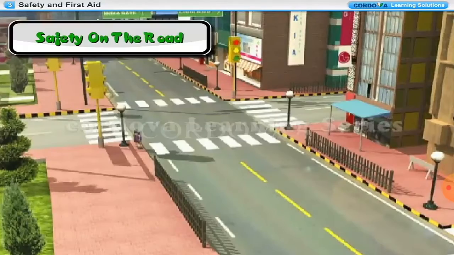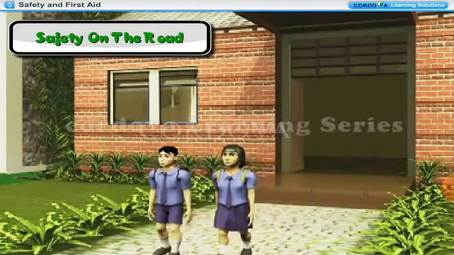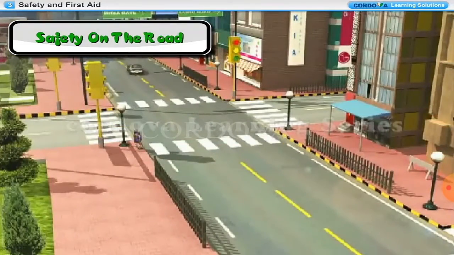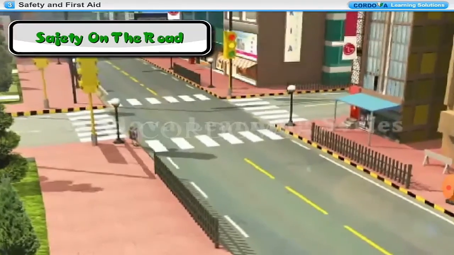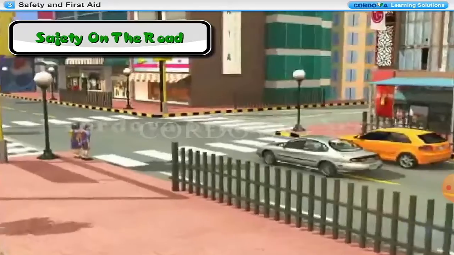Safety on the road. Safety on the road is more important than ever before because of the rapid increase in the number of vehicles. Being careless on the road can lead us to serious accidents. We all should follow the safety rules on the road.